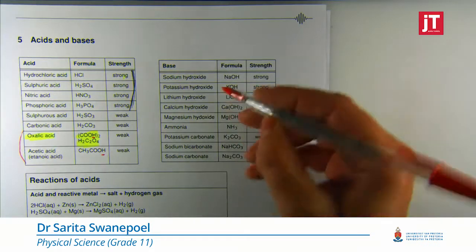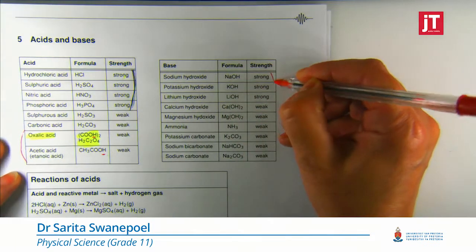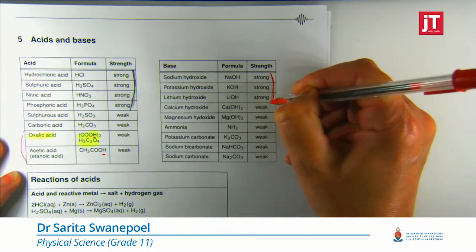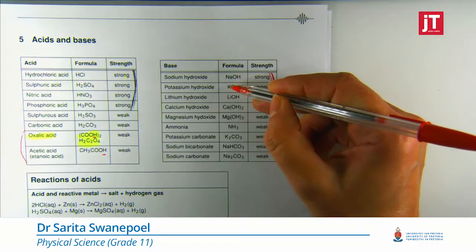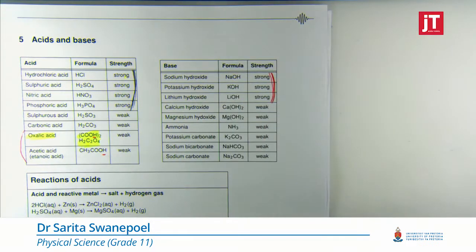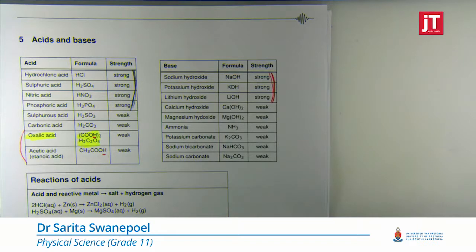Now, the bases, strong ones. Which are strong ones? The first three, right? Sodium, potassium, lithium. What's the same for sodium, potassium, and lithium? Do you have your periodic tables? Just take them out and look at your periodic tables. What is the same for sodium, potassium, and lithium?